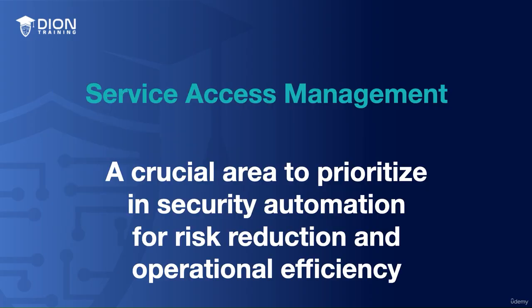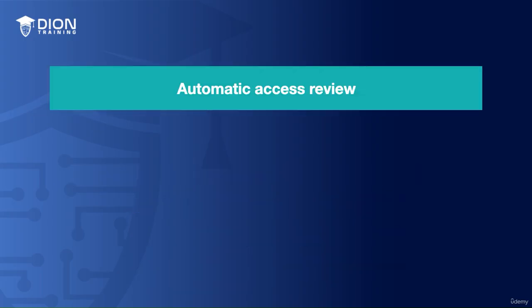Third, we have enabling and disabling of services and access. Another crucial area to consider automating security is the automation of service access management to prevent unnecessary exposure to risk and to maintain operational efficiency. Automation tools can be used to regularly review who has access to what, so that we can ensure that our employees only have access necessary for their current role.